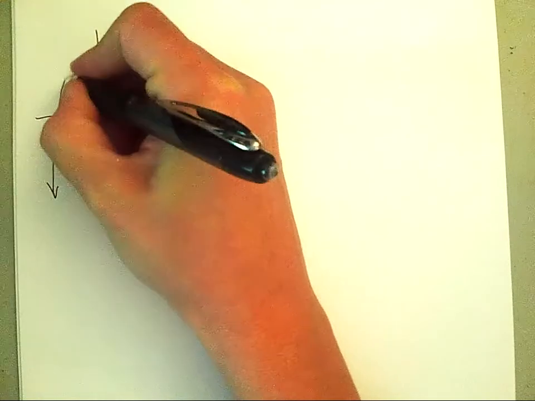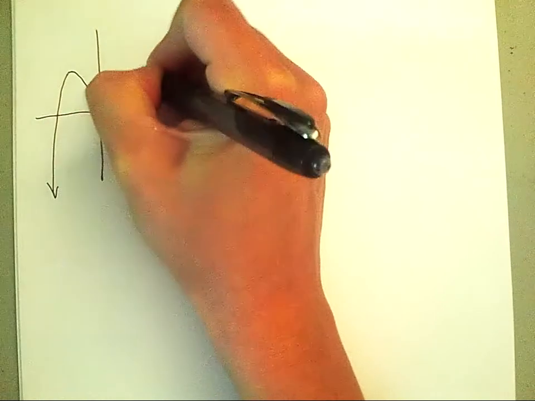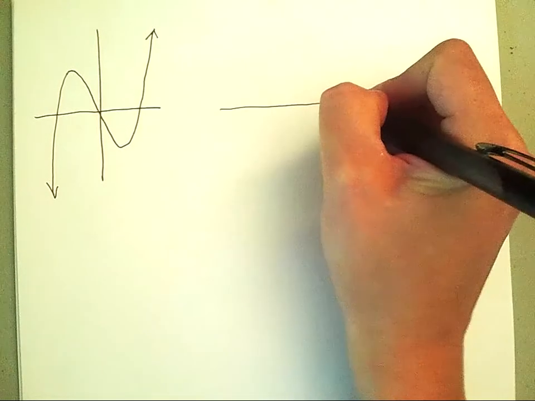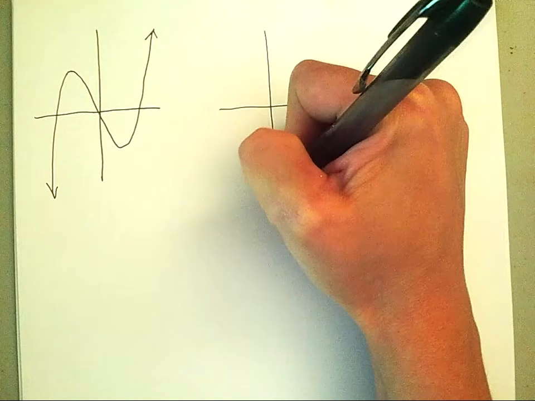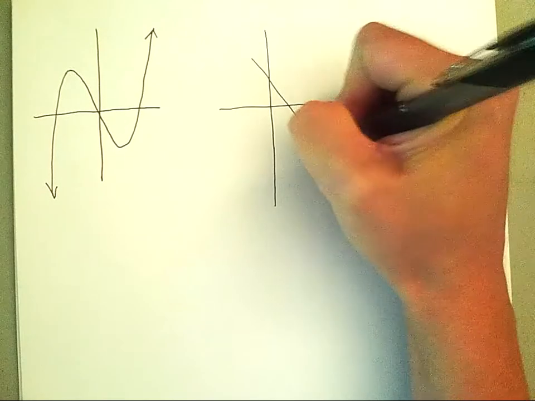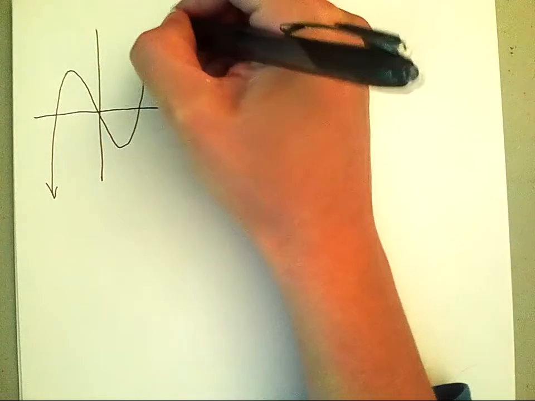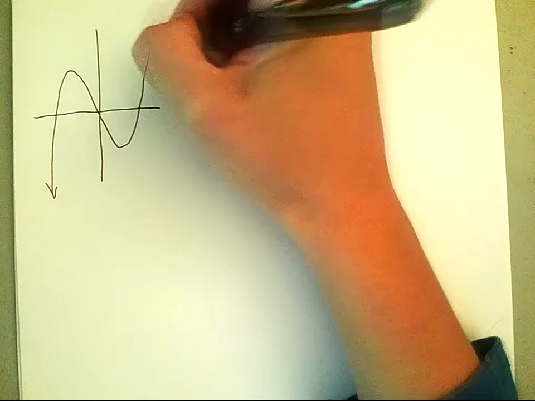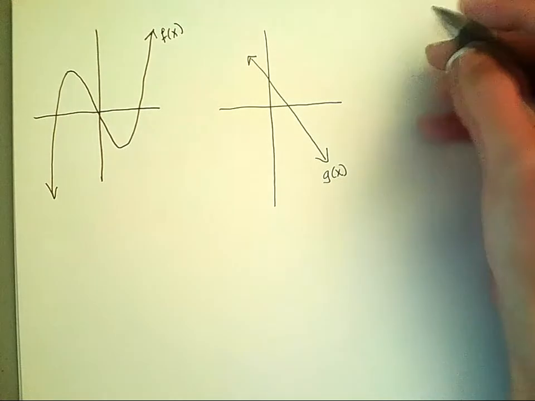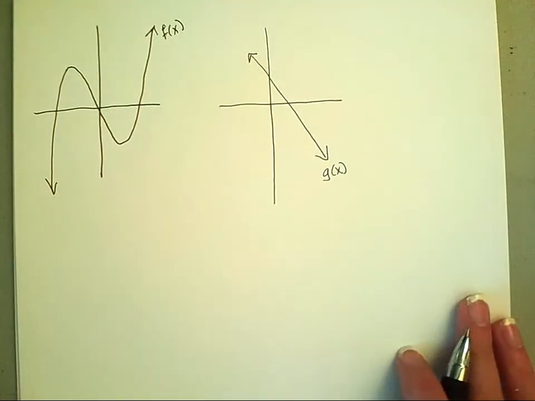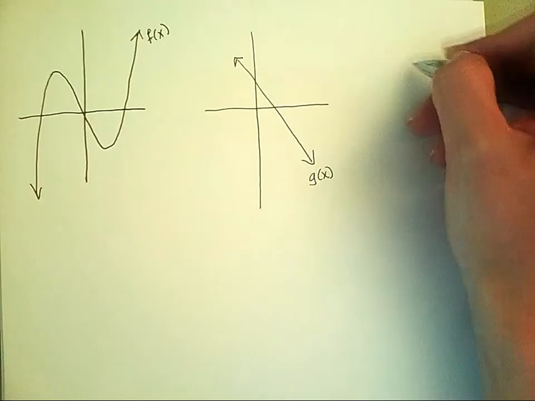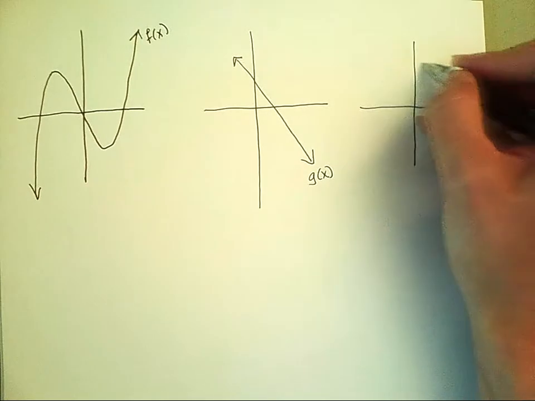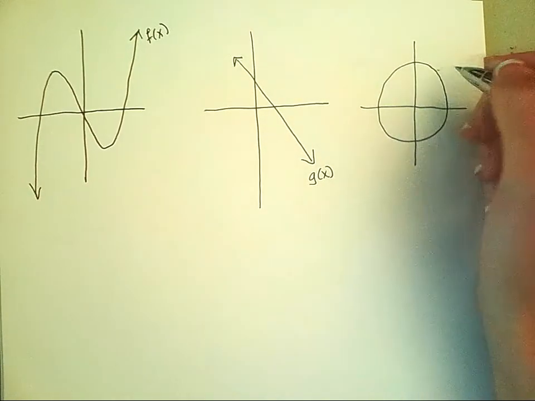So let's say we have 3 different graphs in front of us. One looks like this. And let's say one looks like this. Let's call this one f of x. We could call this one g of x. And then over here, let's do our circle.